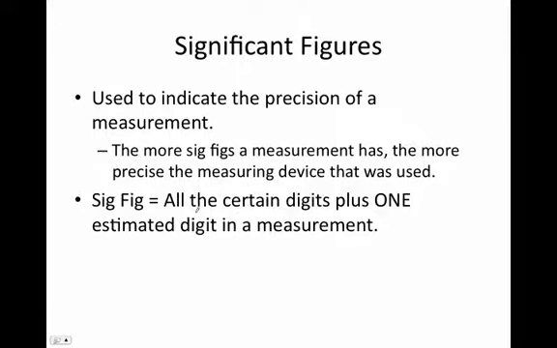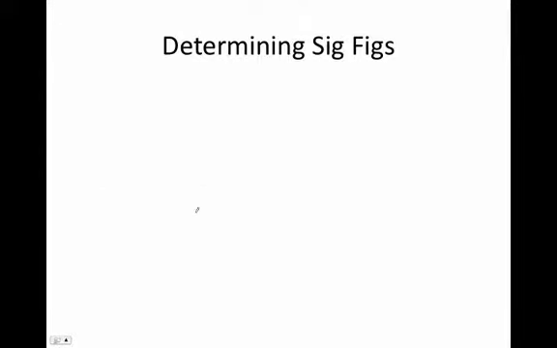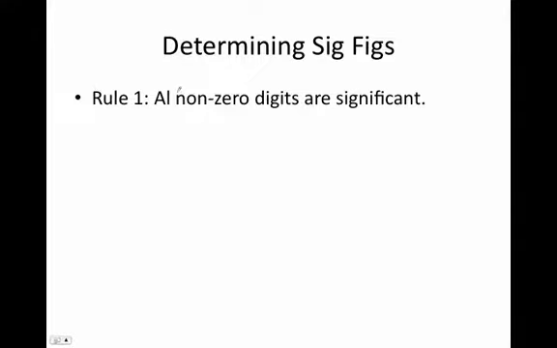Well, first rule is all non-zero digits are significant. So for example, if I have 413, there's one non-zero, a second non-zero, and a third non-zero. That means that I have 3 sig figs. If I have 413.5, again I have one non-zero, a second non-zero, a third non-zero, and a fourth non-zero. So that means I have 4 sig figs.